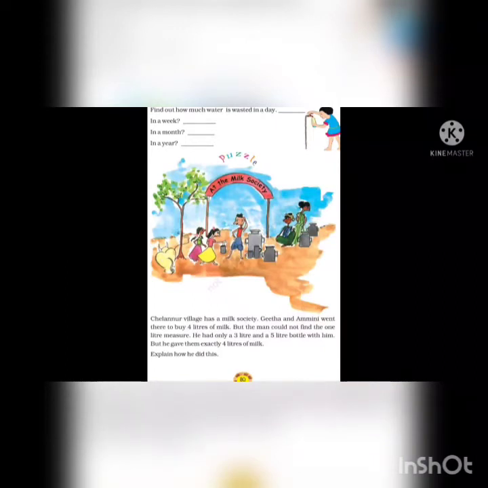At the milk society. Chelanur village has a milk society. Geeta and Amini went there to buy 4 liters of milk, but the man could not find the 1 liter measure. He had only a 3 liter and a 5 liter bottle with him, but he gave them exactly 4 liters of milk. Explain how he did this. So let's see how he did this.